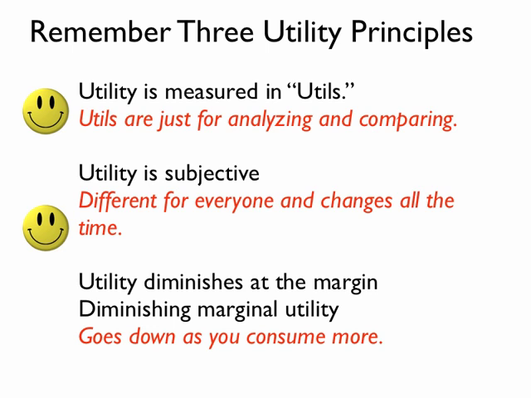We must remember three things about utility. The first is that utility is measured in utils. Utils are just for analyzing and comparing. The second is that utility is subjective. It's different for everyone and changes all the time. The third principle is that utility diminishes at the margin, or we also speak about diminishing marginal utility. It simply means that it goes down as you consume more of something.